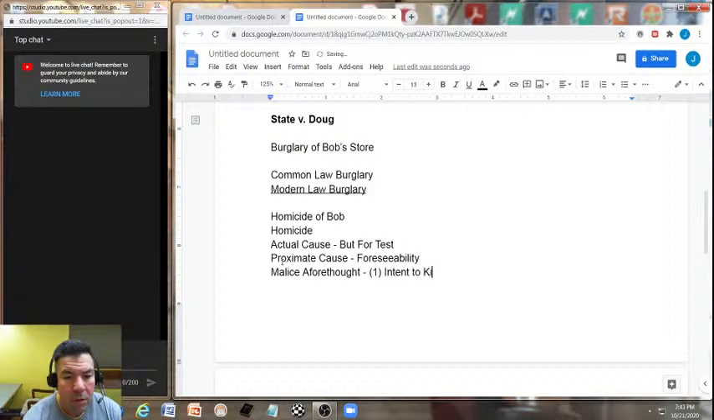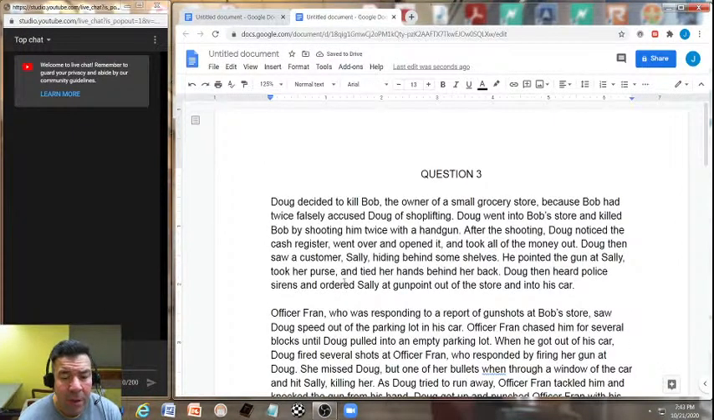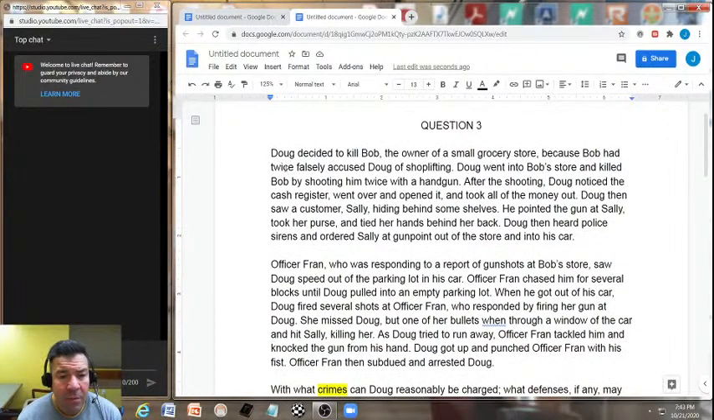Do the facts clearly indicate to us that Doug intended to kill Bob? Absolutely. He decided he was going to kill Bob when he entered the grocery store because supposedly Bob had twice falsely accused Doug of shoplifting. Okay, that might be raised as a mitigating factor later on, but right now we're just talking about whether or not Doug intended to kill Bob.